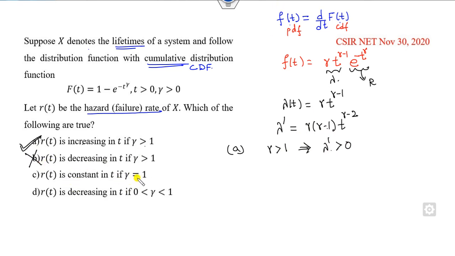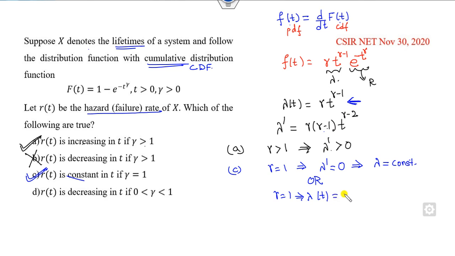Is it constant if gamma is equal to 1? So if gamma is equal to 1, what is the value of lambda dash? Lambda dash is 0. What is the meaning of that? If derivative is 0, it means this is my constant. So that is also correct. Or you can also say if gamma is equal to 1, you can substitute here, what is my lambda of t? It is nothing but 1, which is again a constant number.